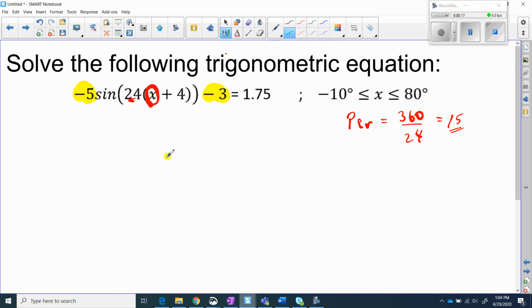Well, first thing I'm going to do is this number here, I'm going to move it to the other side. So my equation becomes -5 sine 24 on x plus 4, and now it'll equal 1.75 plus 3. So it's going to equal 4.75. So that moved that over to that side.